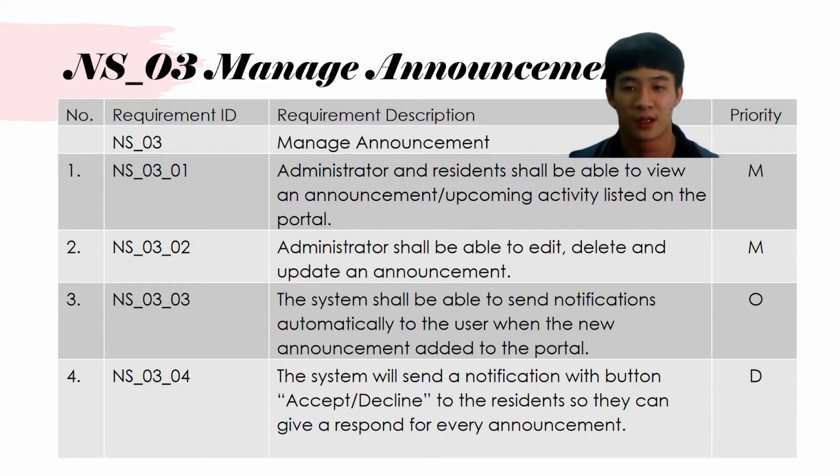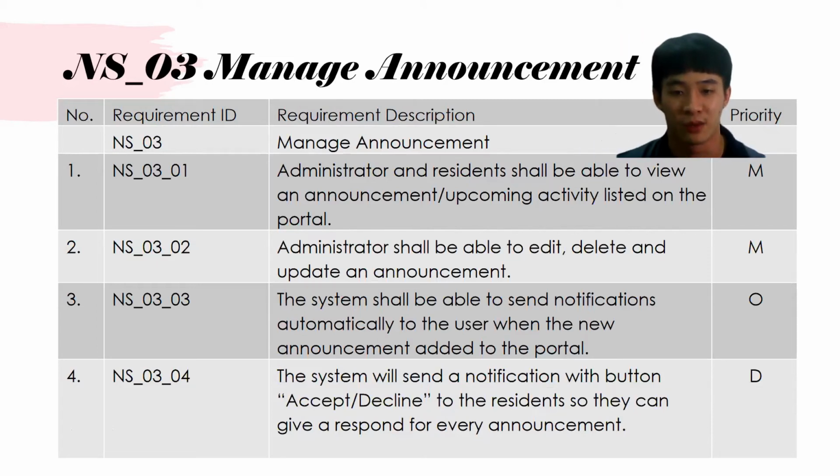Next, the third requirement, manage announcement. In this function, we have two mandatory requirements, one optional and one desirable requirement. The first mandatory: administrator and resident shall be able to view an announcement or upcoming activity listed on the portal. So both administrator and resident are able to view. In the next one, administrator shall be able to edit, delete, and update an announcement. This is only for the administrator.